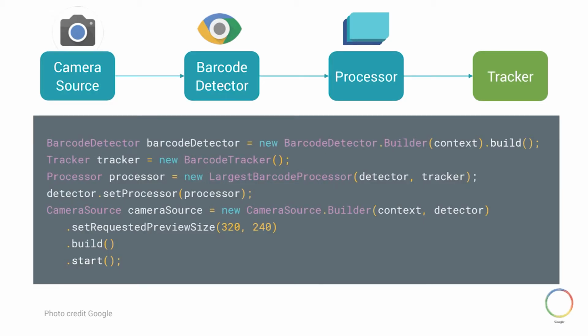So there you go, 4 easy steps to use a camera pipeline. You want to specify the camera source that will give the camera frames to the barcode detector. The barcode detector will run detection and then hand it over to the processor. Because you are using the largest barcode processor, you will select the largest barcode to focus on and then deliver that result to your tracker where you implement your business logic.